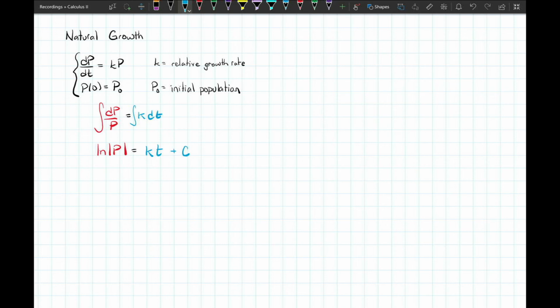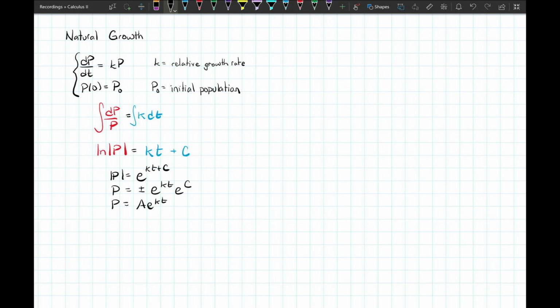Now we need to solve this so that we can evaluate the population at any given time. So we need to get this as an expression of the form p equals something. Let's convert this to exponential form. Absolute value of p equals e to the kt plus c. And we can do this nice little trick where e to the c is just some constant. We've seen this solution before.